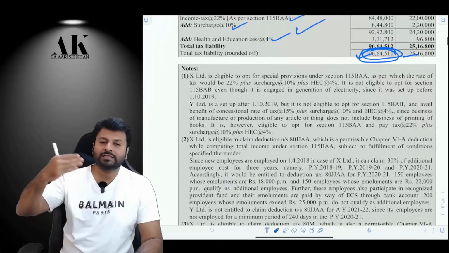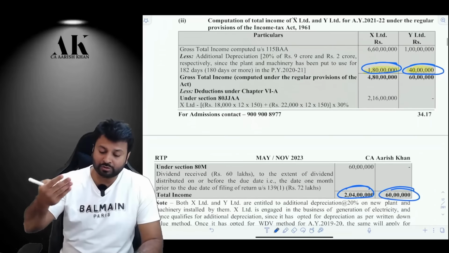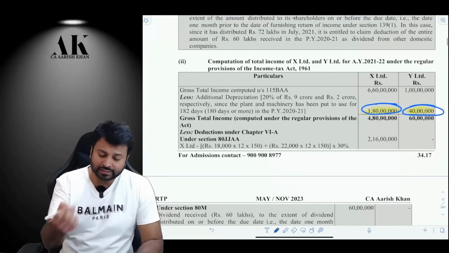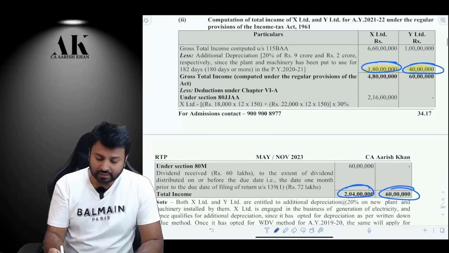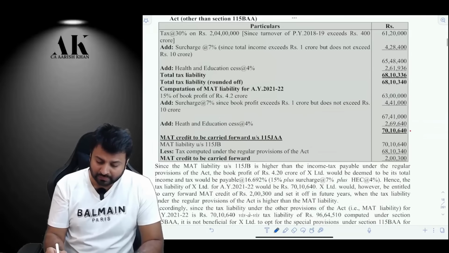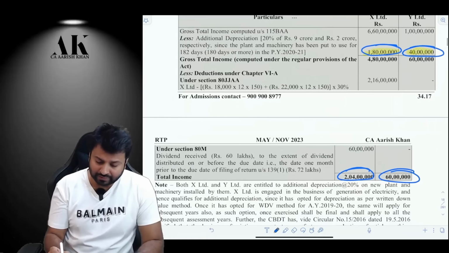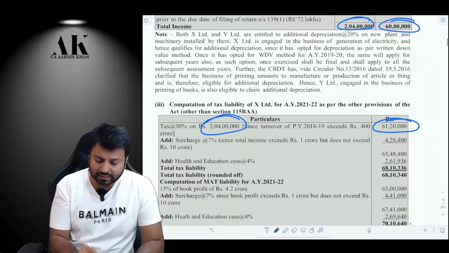So now we will compute tax liability as per both the provisions and then we'll see which is more beneficial. So as per 115BAA, we know that the tax liability is approximately 97 lakhs. So let's compute the tax liability as per the general provisions. As per the general provision, your income is how much? 61,20,000 that we have computed here. As per the general provision, your income is 2 crore 4 lakh.